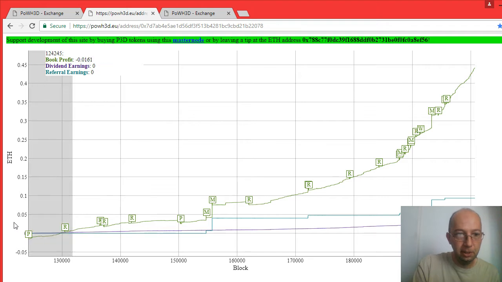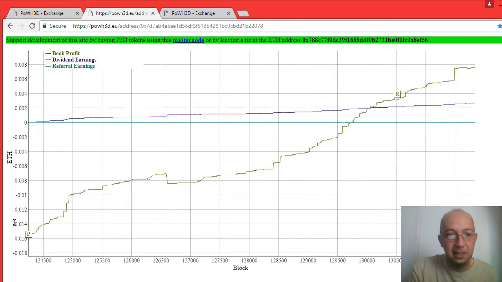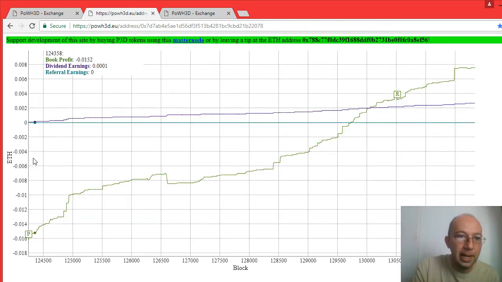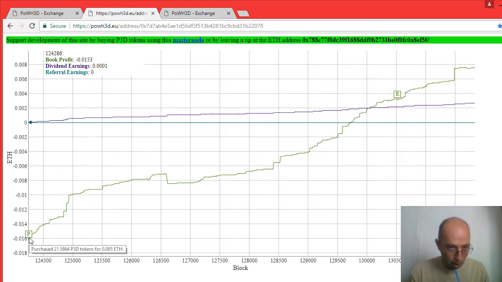Now, let's just highlight that section of it. When you first buy in, this is what I bought in for, 0.0161. You're in the negative. You basically lost money because you bought into this coin.